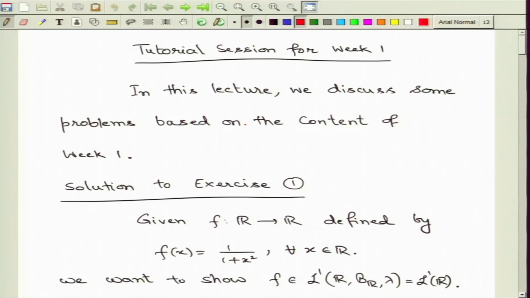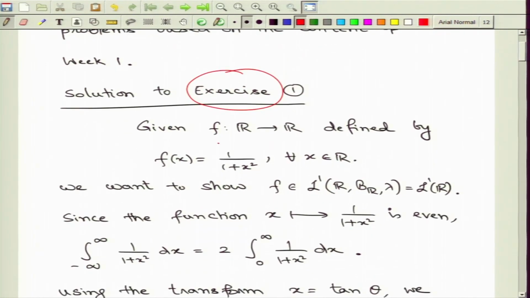So, we go back to exercise 1. Here we are looking at a function defined on the real line given by this formula: for every real number small x, we are looking at the number 1 by 1 plus x squared, and we want to check the integrability of this function. The problem statement suggests that we need to show that this function is in L1. Recall this measure space: together with the real line we are putting the Borel sigma field and looking at the Lebesgue measure.